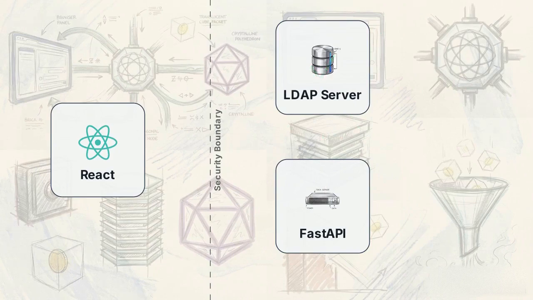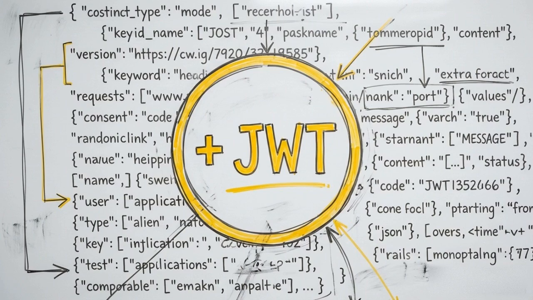Once LDAP confirms the user's identity, FastAPI generates a JSON Web Token, or JWT. Think of this token as a temporary digital passport, which is transmitted back and stored in the React frontend. From this point forward, the React frontend must mathematically append this exact JWT to every subsequent chat request it sends.